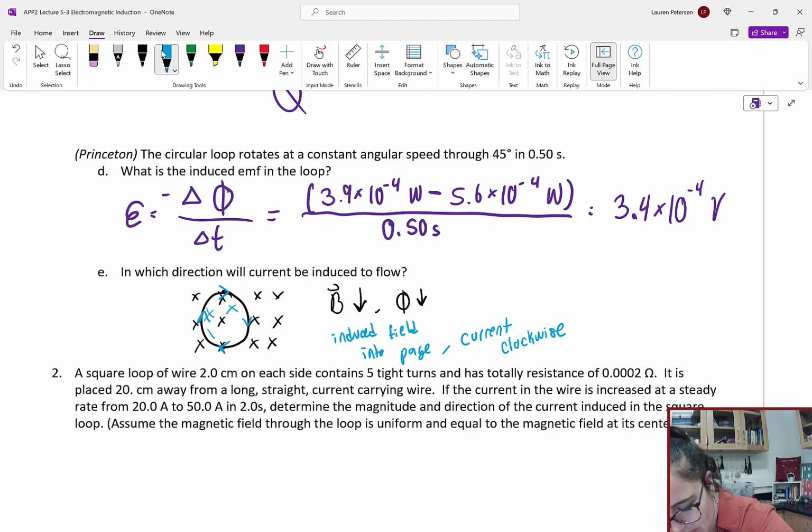To create a magnetic field going into the page to replace the one that it's losing as it rotates.